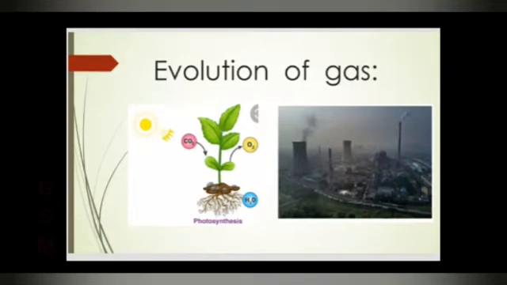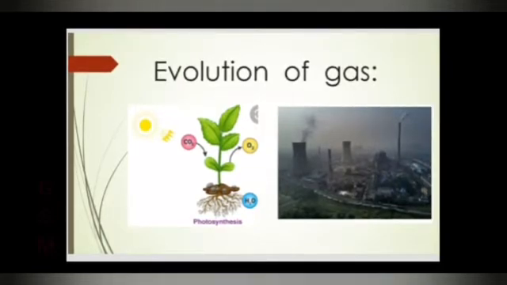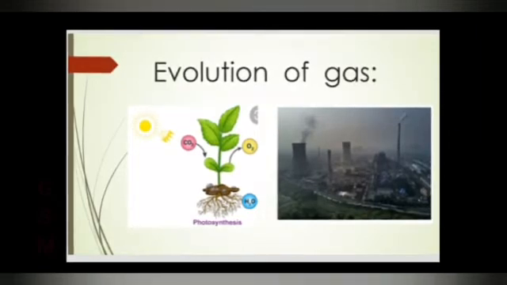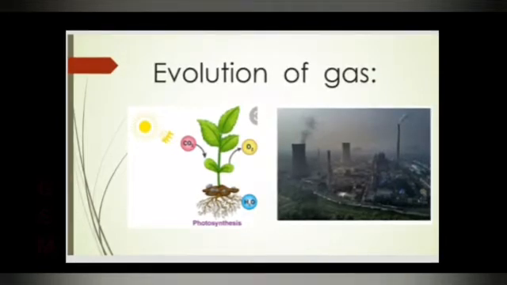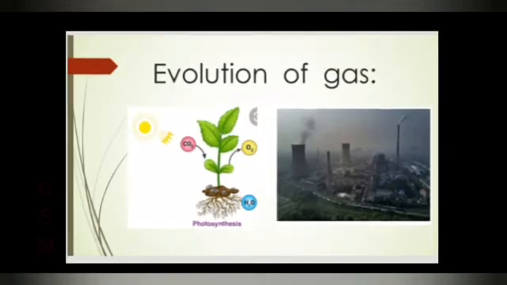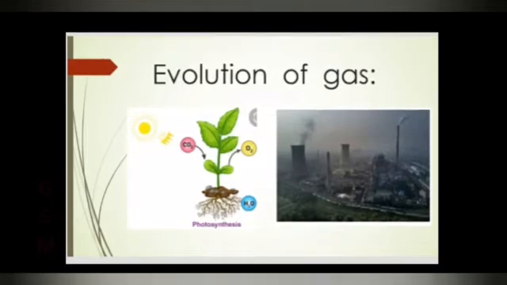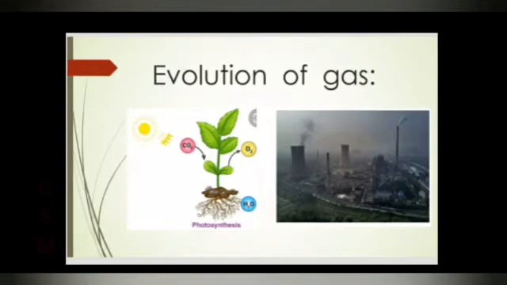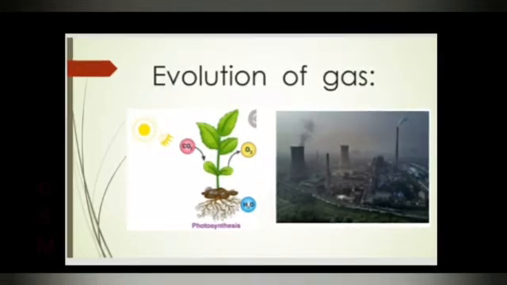The next characteristic is evolution of gas. Some examples of chemical changes that evolve a gas are photosynthesis, burning of fuels, respiration, and the reaction of marble with acid. These are examples of evolution of gas. During these chemical changes, some gas is released. So this is one more characteristic of chemical change.